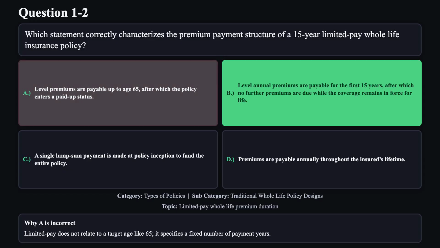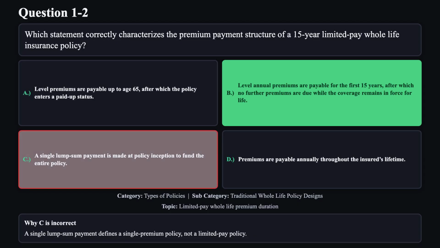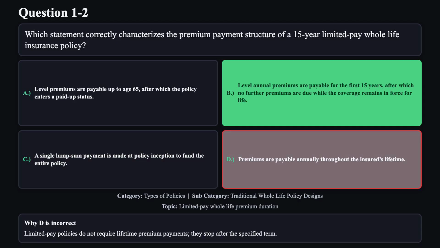Reason A is not correct. Limited pay does not relate to a target age like 65, it specifies a fixed number of payment years. Reason C is not correct. A single lump sum payment defines a single premium policy, not a limited pay policy. Reason D is not correct. Limited pay policies do not require lifetime premium payments. They stop after the specified term.